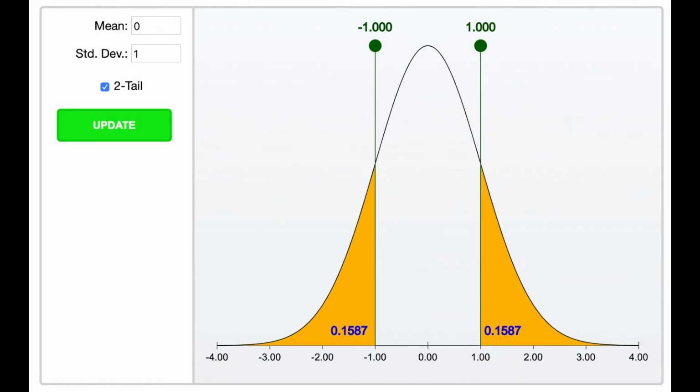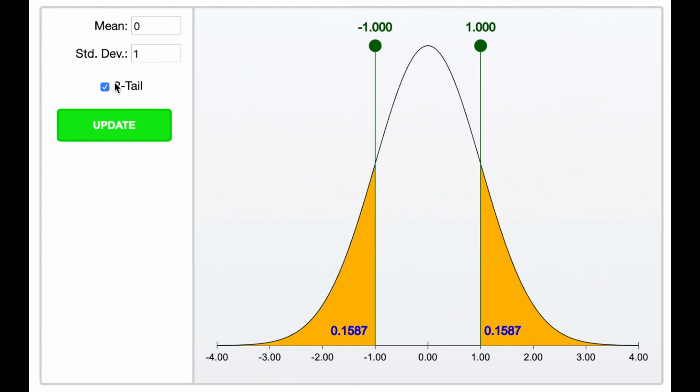If you don't have a calculator that has the normal CDF function, then you can use this applet instead, and so I'll provide the link for this. But notice it's calculating areas under the standard normal curve, so the mean for this normal curve is 0, the standard deviation is 1. And so this is telling us the area under the curve for z greater than 1 is 0.1587. So this is also the probability that you're going to get a z-score greater than 1.